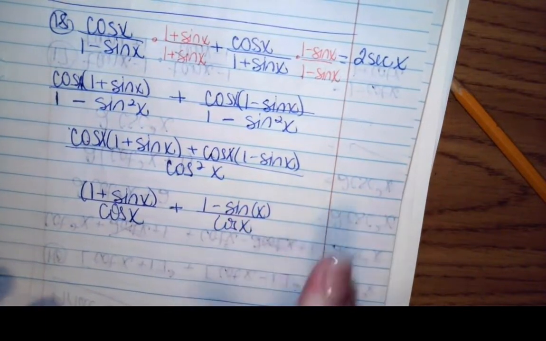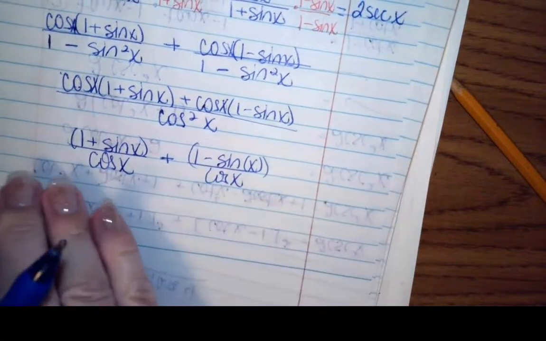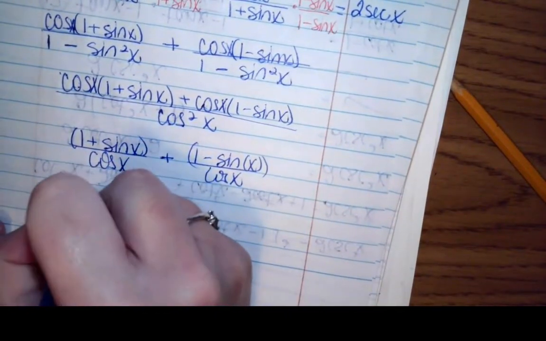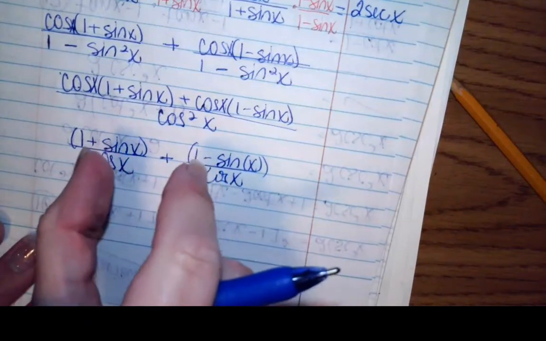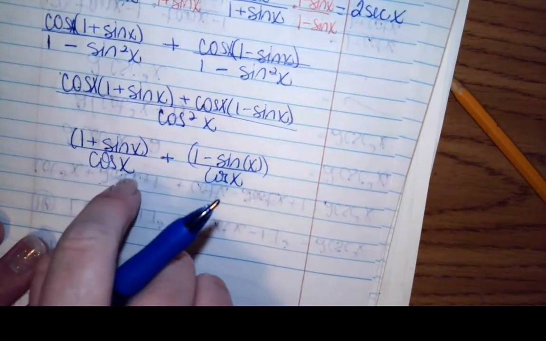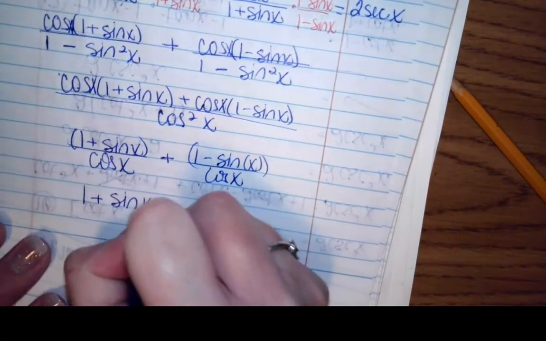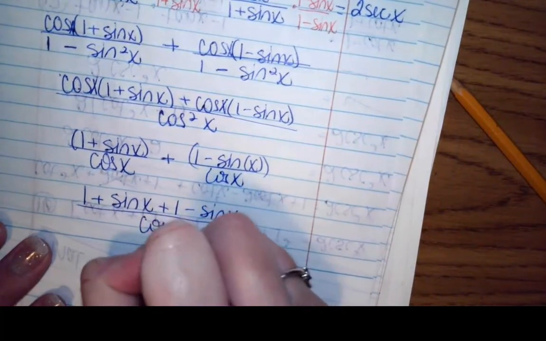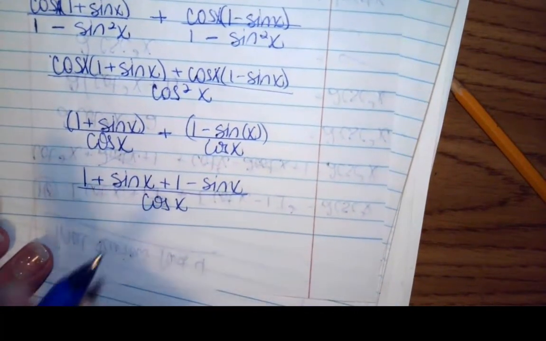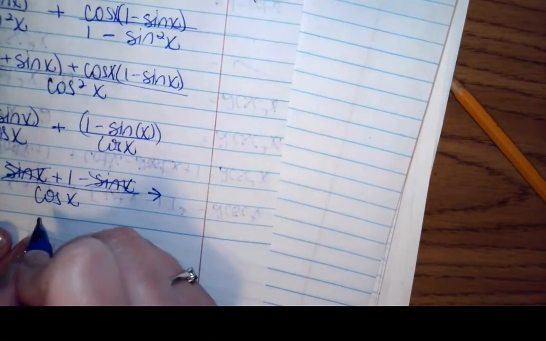over cosine x. Okay, so I know that I've got common denominators, which means I can combine like terms. So I've got 1 plus sine x and 1 minus sine x. Let me just write it out: 1 plus sine x plus 1 minus sine x over cosine x. So 1 and 1 is 2, and then sine x and negative sine x reduce.